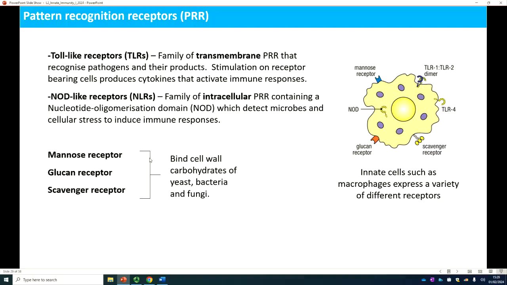We also have some other receptors. We have the mannose receptor, the glucan receptor, and the scavenger receptor. You can see that on the surface here. These all play a key role in helping to detect and bind to the carbohydrates that we might find on the surface of a pathogen. But it's worth bearing in mind that the innate immune cells will express a variety of these different receptors that will enable the cells to detect pathogens.